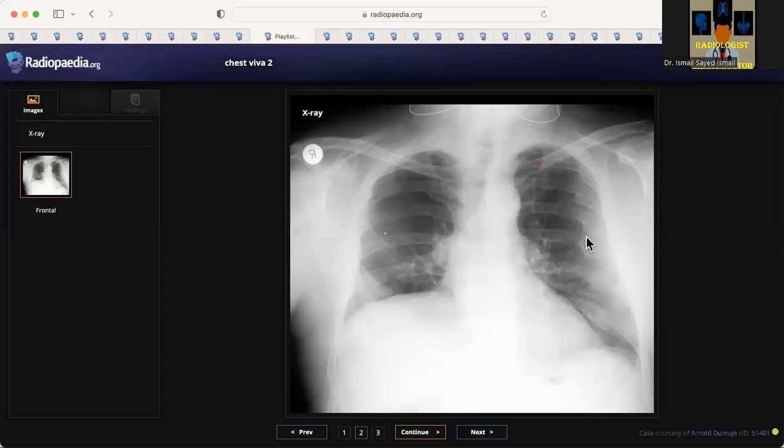So these are all rib fractures, and that's just an over-penetrated X-ray. So okay, nothing in the bones, yes. Nothing in the bone.